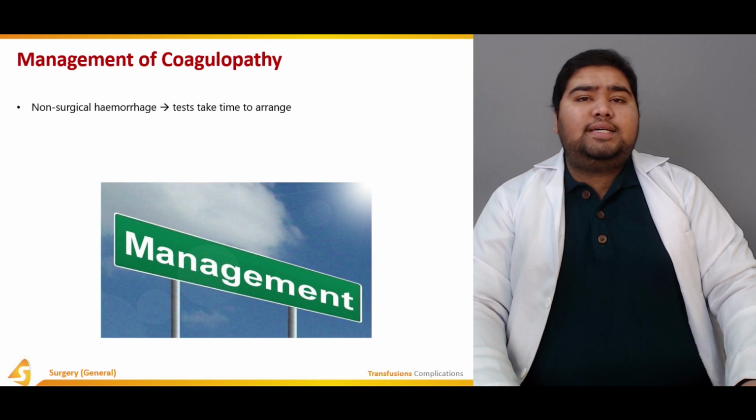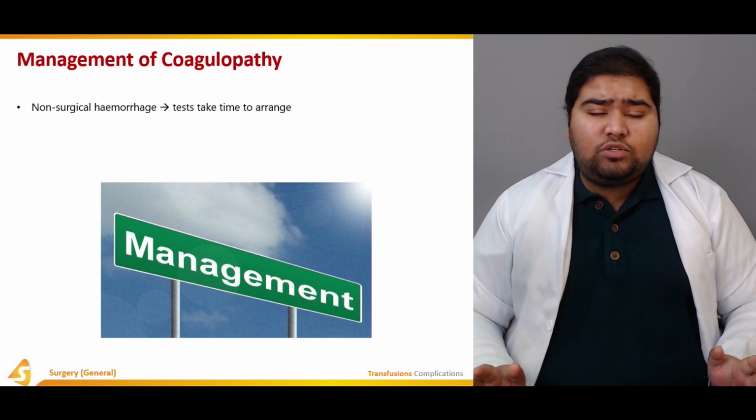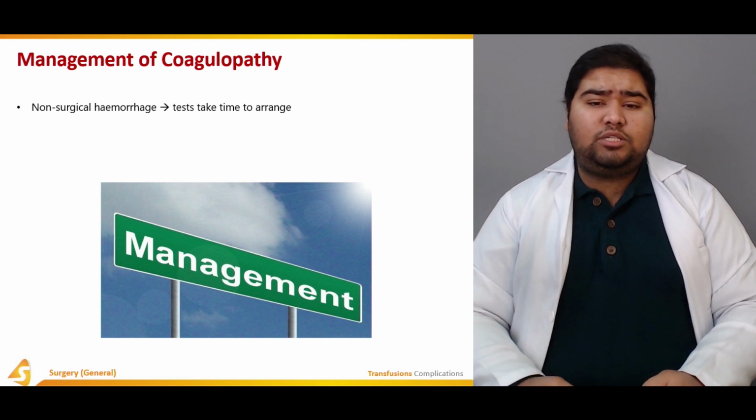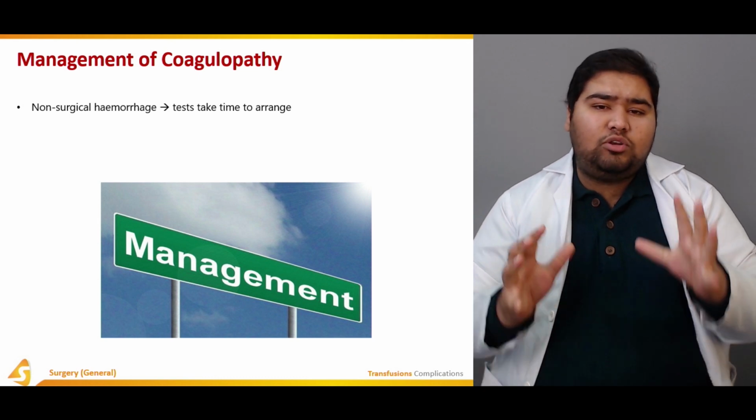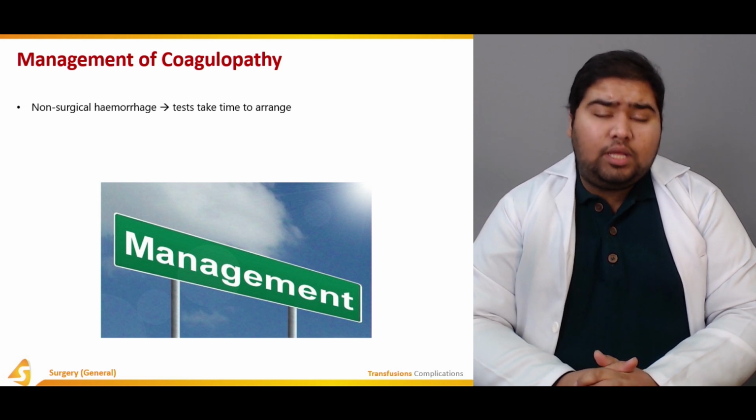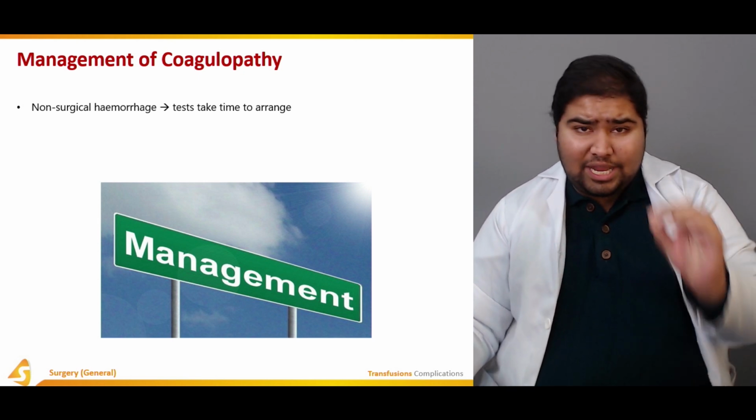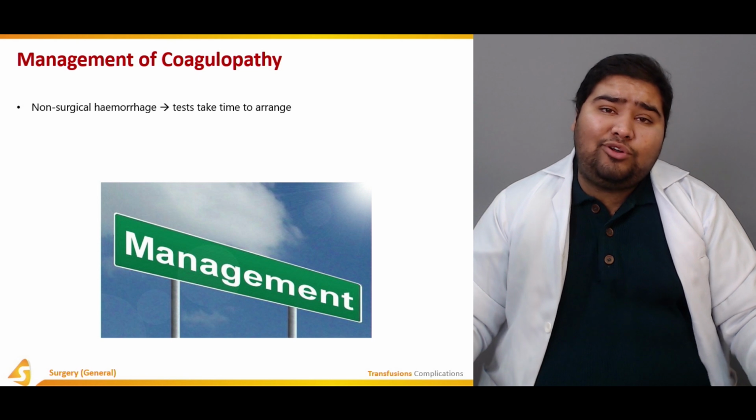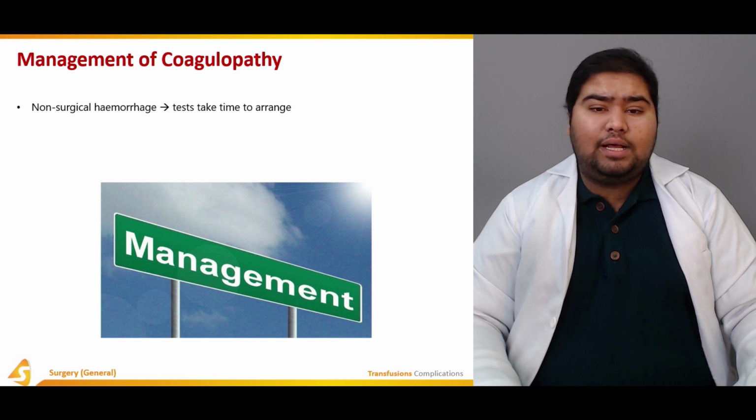Now, non-surgical hemorrhages are those in which you could not pinpoint the source of the hemorrhage, and a diffuse oozing surface was present. The entirety of it was bleeding. It takes tests and time to arrange. Non-surgical hemorrhage cannot be corrected by the correction of coagulopathy alone. You should perform the specific tests that are required to assess what exactly is wrong, and then you should correct the wrong element, the portion of the coagulation cascade that has gone rogue, so that your bleeding or your hemorrhage can be corrected.